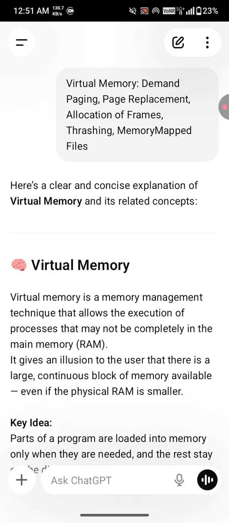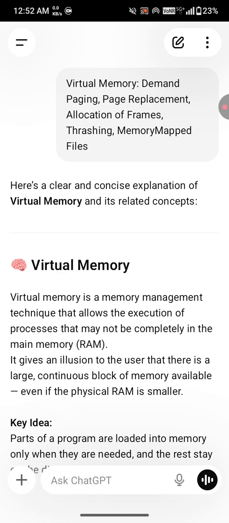So not only in Odisha but also all over India. So let's discuss what is virtual memory. The subheadings of virtual memory are demand paging, page replacement, allocation of frames, thrashing, memory mapped files.